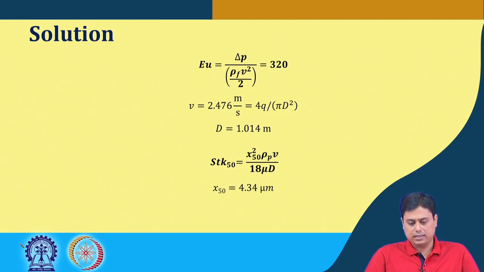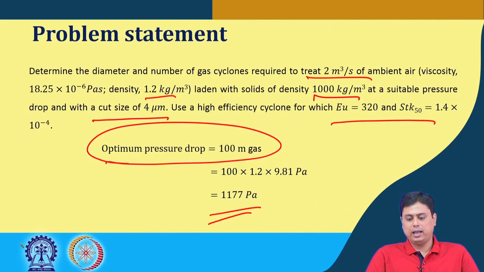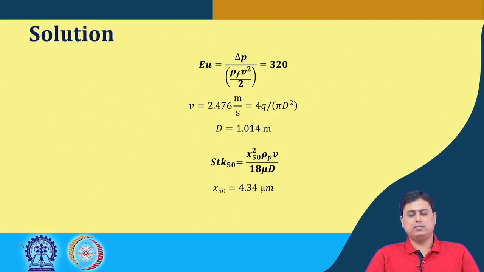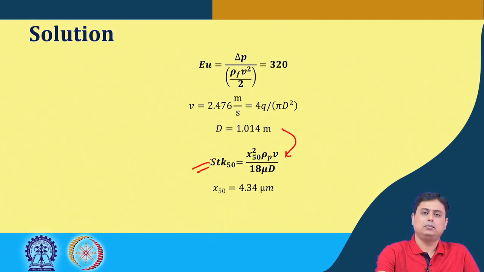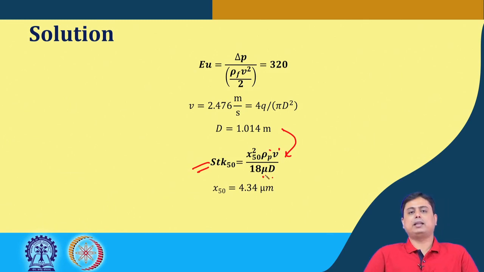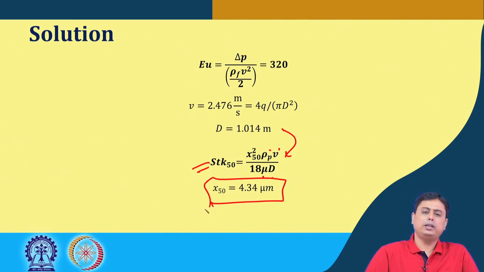So, once again, step by step: we know the Euler number, we know rho f, so we have calculated the characteristic velocity of this cyclone separator. With the given flow rate, 2 meter cube per second, and the characteristic velocity that we have calculated, we can find out the diameter of the cyclone separator. With this diameter and the given Stokes number, where all the other physical parameters are given, we can find what the cut size could be, whether that is sufficient for our operation or not, which shows that the cut size is more than what is desired.